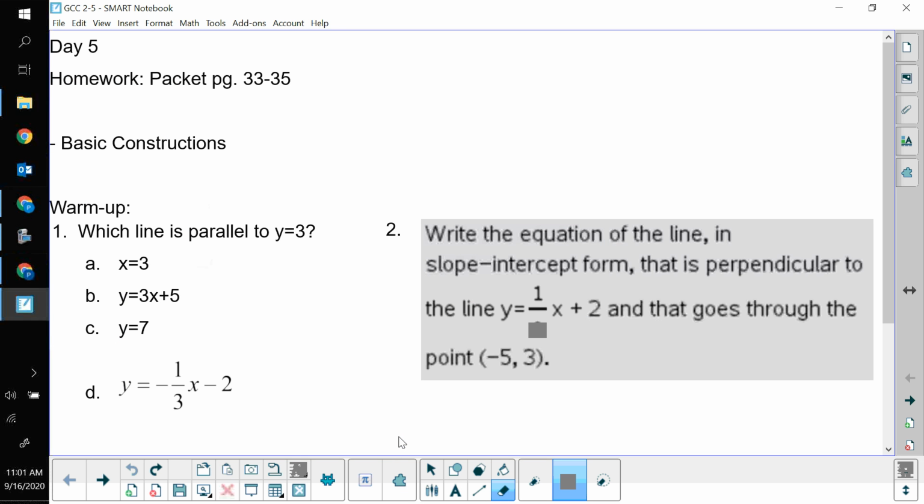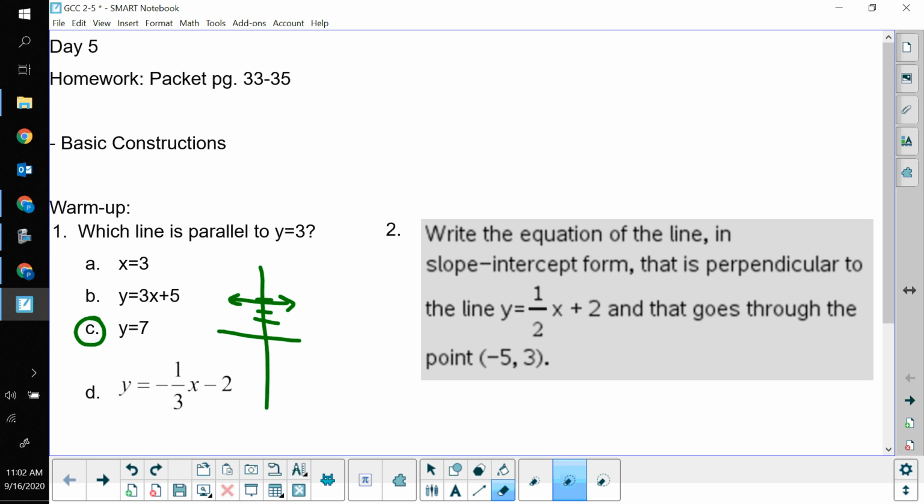All right, so which line is parallel to y equals 3? Y equals 3 is a horizontal line that is passing through the y-axis at 3. So we would want another horizontal line, so that would be y equals 7. X equals 3 would be a vertical line, and B and D, those would be slanted lines.